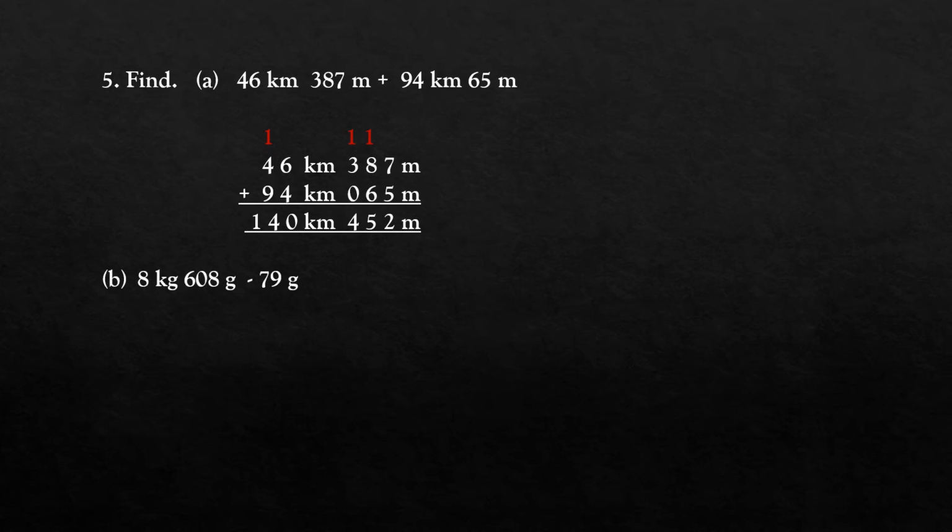Then B part, children: 8 kg 608 grams minus 79 grams. There is no kilogram here, so leave that part, children. First you will write 8 kilogram 608 gram. Then write 79 gram towards gram part only. Write on that column only. Don't write on kg part. Now you subtract. So 8 minus 9 you cannot do it.